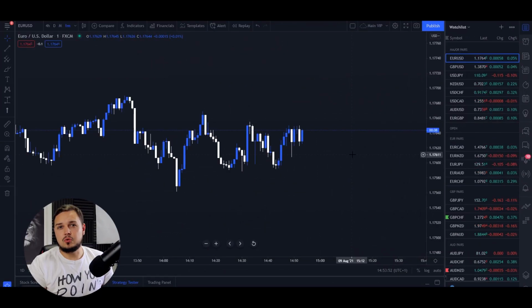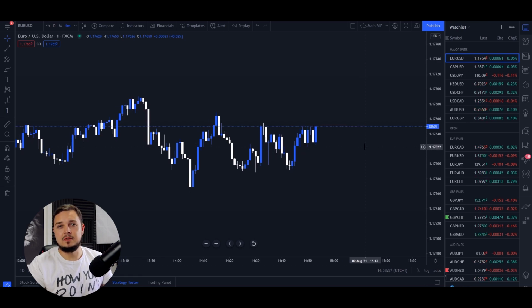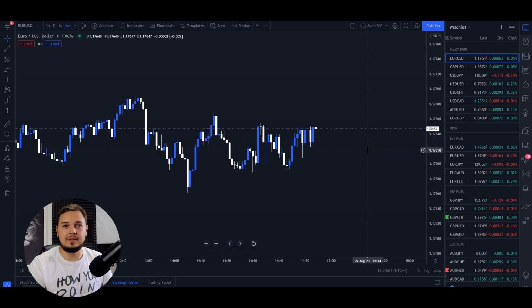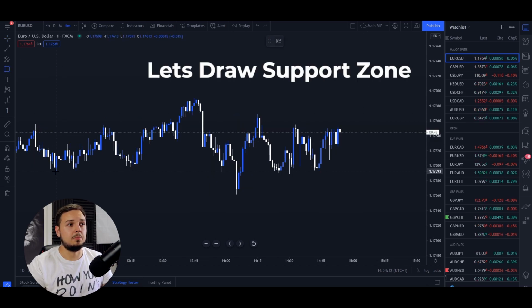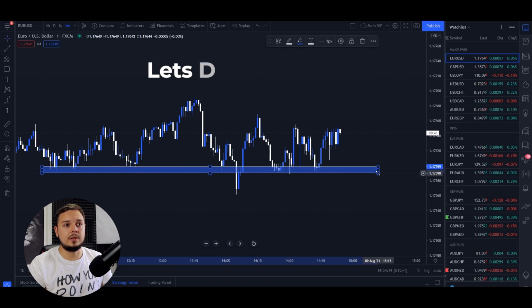Right, so how do we trade the Forex markets without any indicators? Well, the first thing we need to do is just mark areas of sensitivity such as trend lines and support and resistance. So where can we see our first support area? We can see one over here.